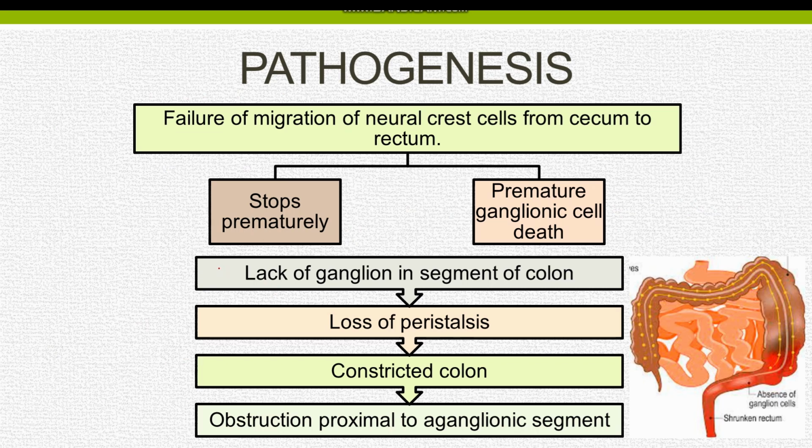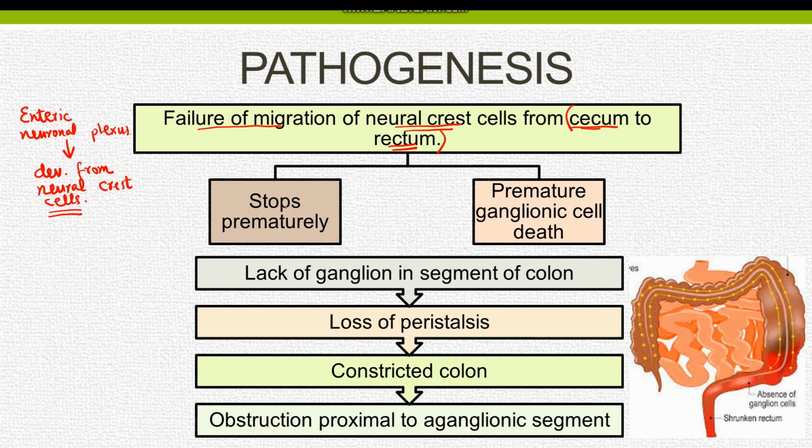So normally, during embryonic development, the enteric neuronal plexus develops from neural crest cells. These neural crest cells migrate during development and form Meissner's as well as Auerbach's plexus. In case of Hirschsprung disease, there is a failure of migration of the neural crest cells anywhere between the cecum and rectum. So in this case, there is formation of an aganglionic segment of the colon anywhere between the cecum and rectum. This happens due to two reasons.